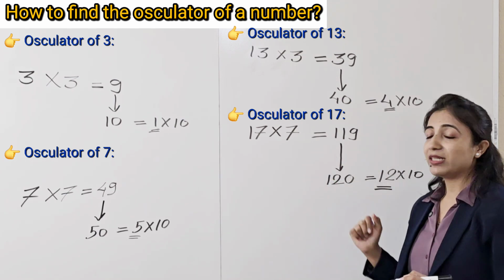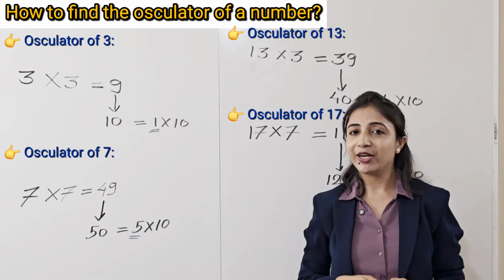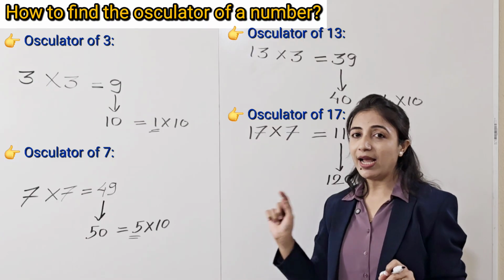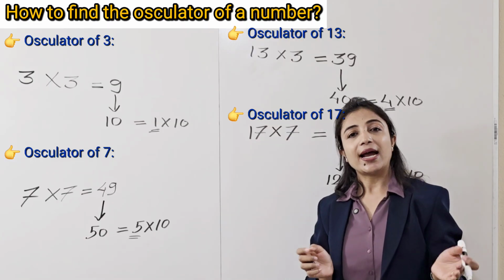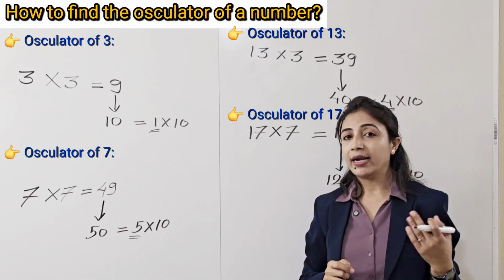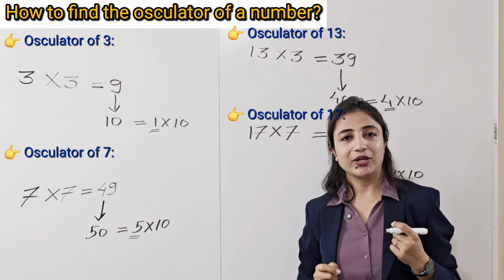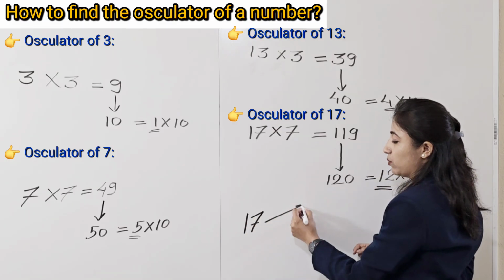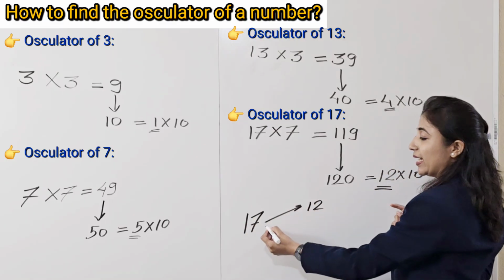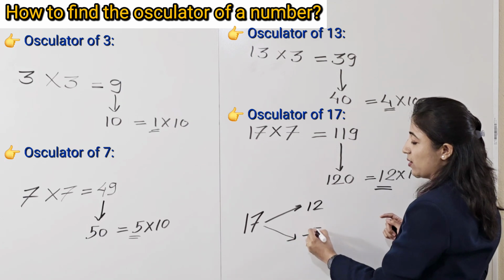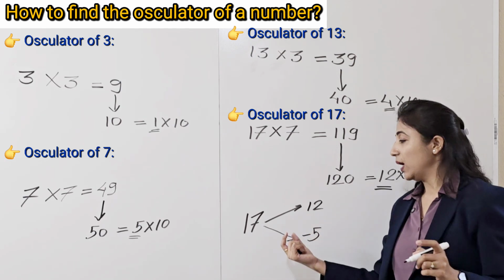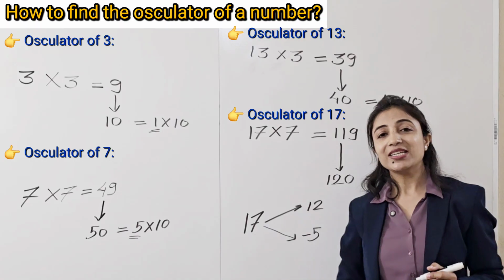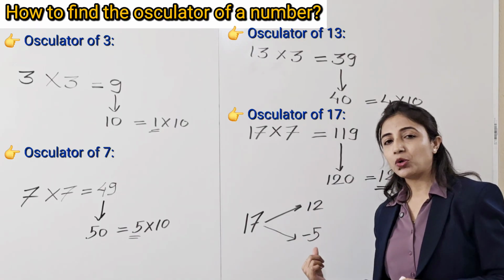All this we have discussed is the positive osculator. There is a negative osculator also, because when we take the positive osculator, we multiply the last digit by this number and then add the remaining part of the number. But for the negative osculator, we will get a negative number. Here for 17, the positive osculator is 12 and the negative osculator for 17 is -5. So think how we are getting this negative osculator number, and if you get the answer, then must share your answer in the comment section. This is the question for you.